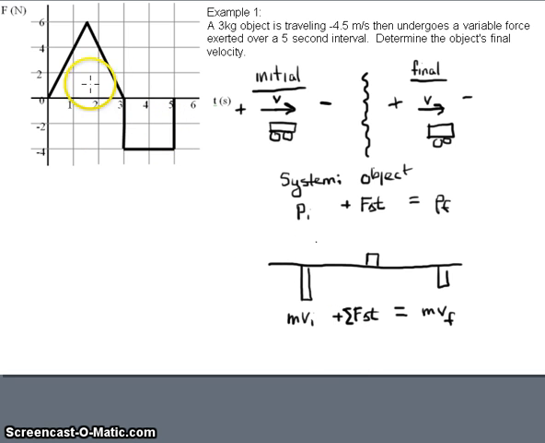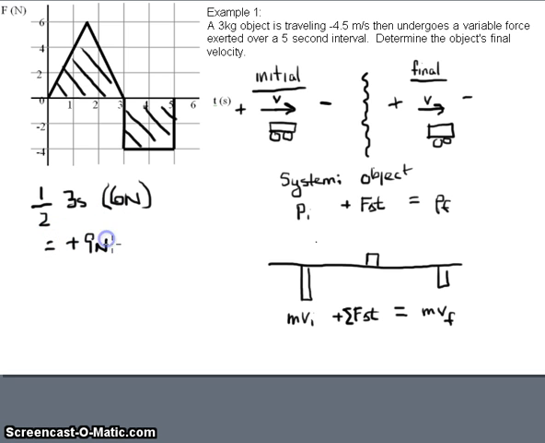On Friday we discussed that if we take the area of the graph here, we can determine the impulse exerted. So I'm going to shade this in like this. We take the triangle, we get 1/2 the base, which is 3 seconds, times the height, which is positive 6 newtons. Calculating that, that's going to be a positive 9 newton-seconds.